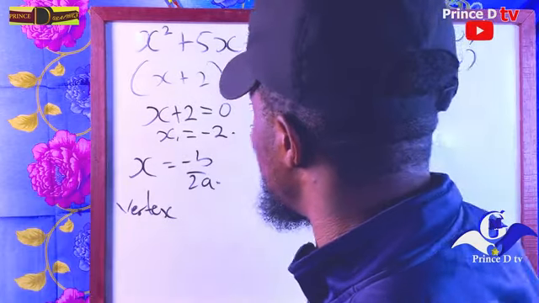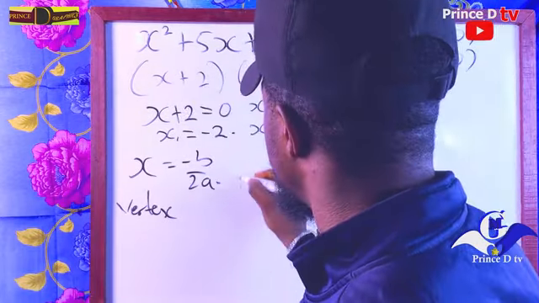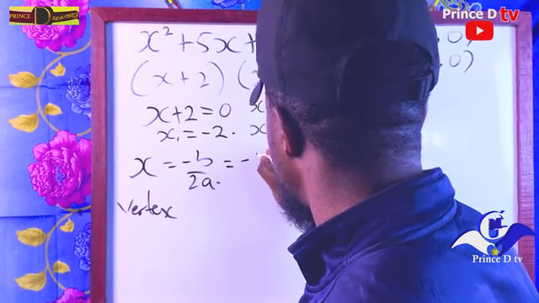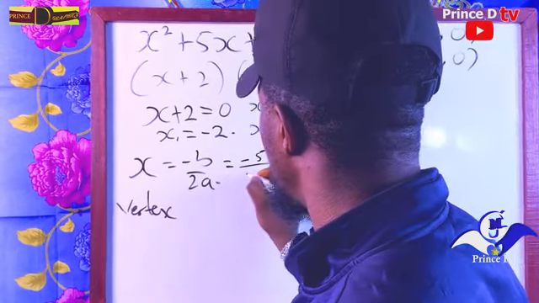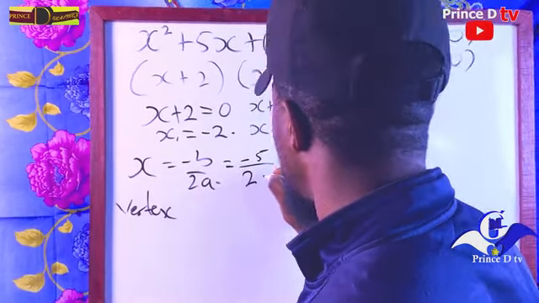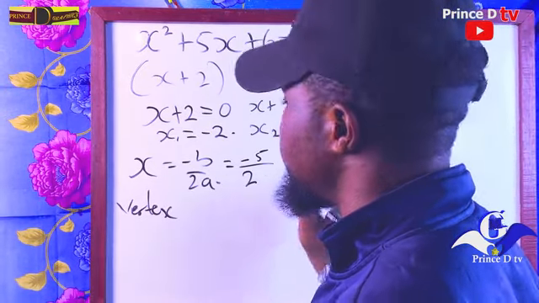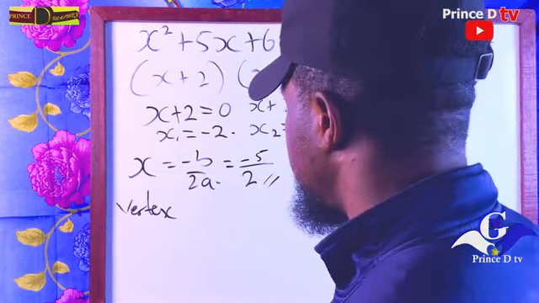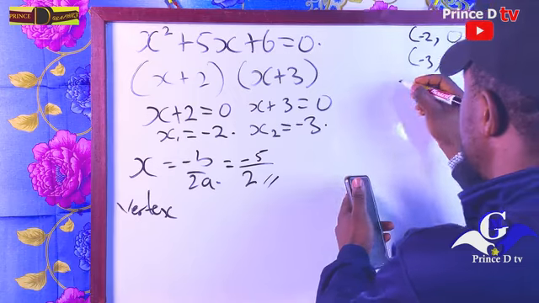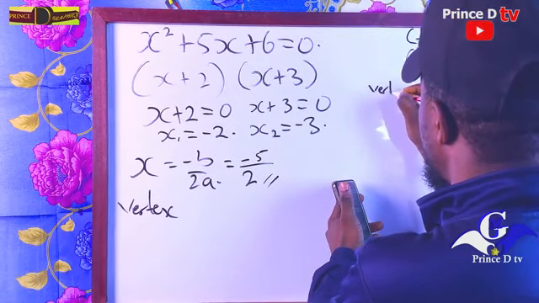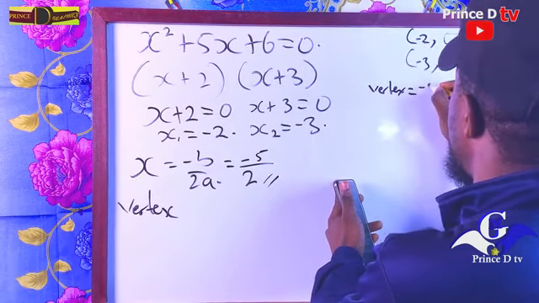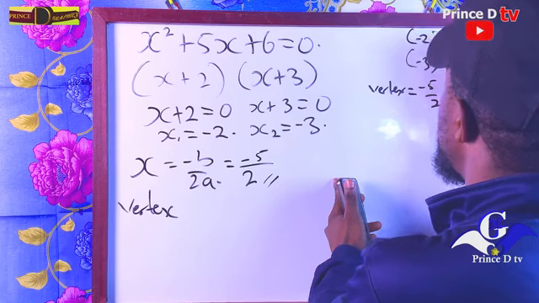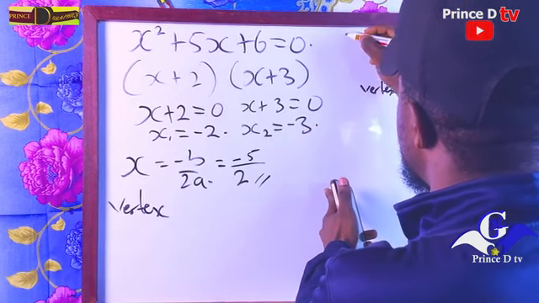Looking at our equation, our b is 5 and our a is 1. So our vertex x is minus 5 over 2 times 1, which is 2. So our vertex x is equal to minus 5 over 2. That's for x. Remember, this is our coordinate, separate from our intercepts.